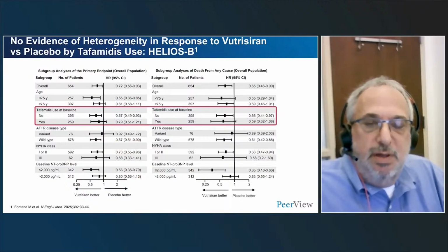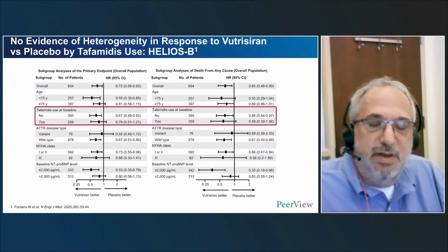Across multiple pre-specified subgroups shown in this forest plot, there was really absence of heterogeneity of the clinical benefit of vutrisiran, and as you can see, particularly in the tafamidis cohort, those receiving or not receiving tafamidis, there was no evidence of heterogeneity suggesting a treatment effect across the populations.